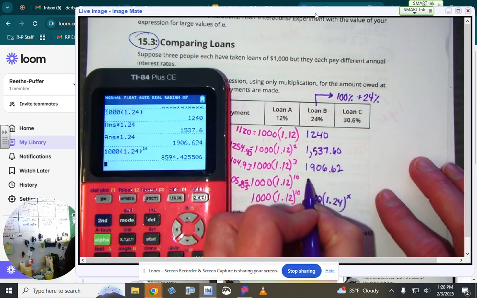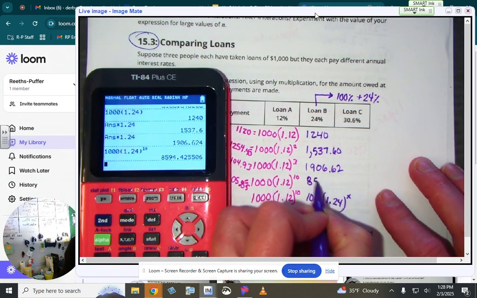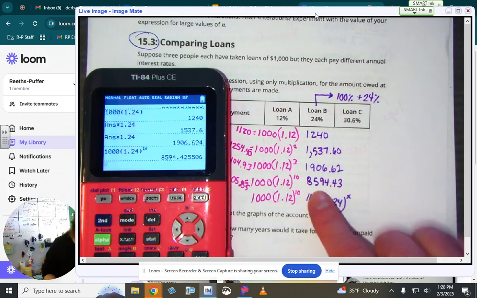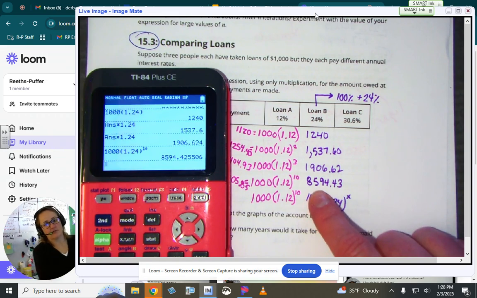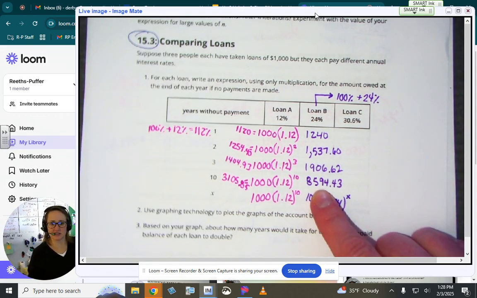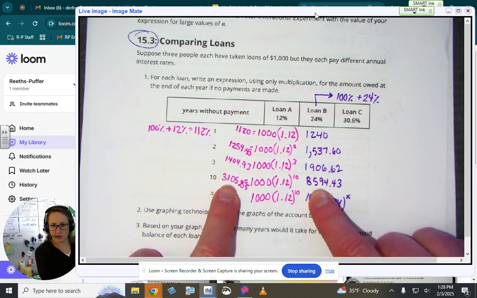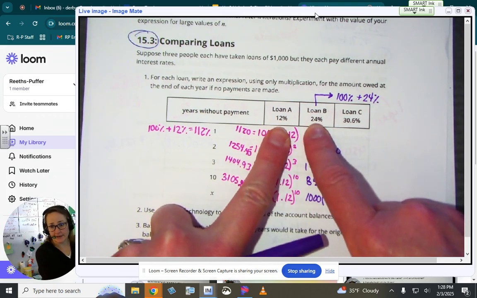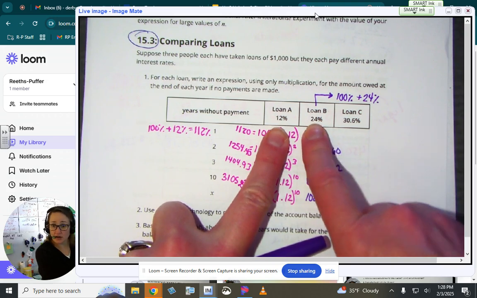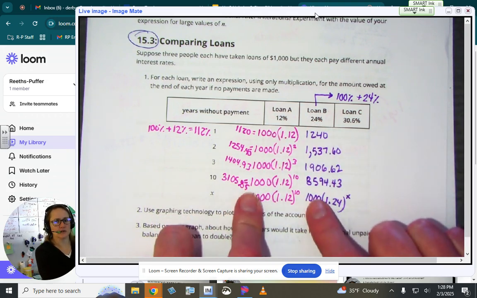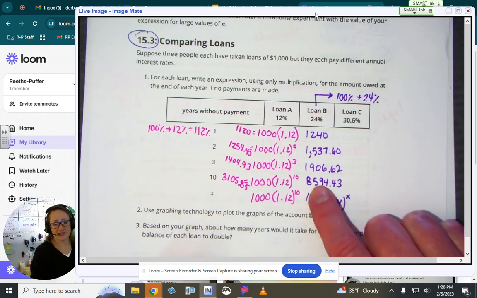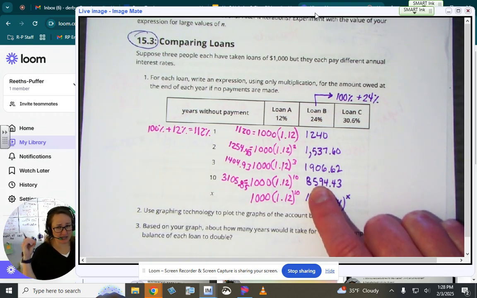This person owes, oh my gosh, $8,594. Do you see the difference in those two loan amounts? And that's only based on the percent that they're getting, right? The percent they're being charged by whoever gave them this loan. That's a huge difference. This person's has tripled. This person's is 8.5 times bigger.